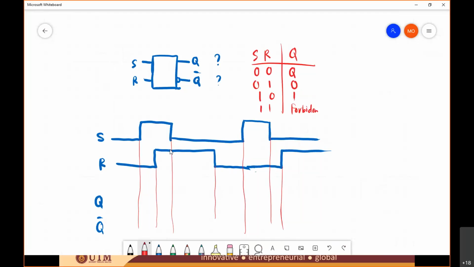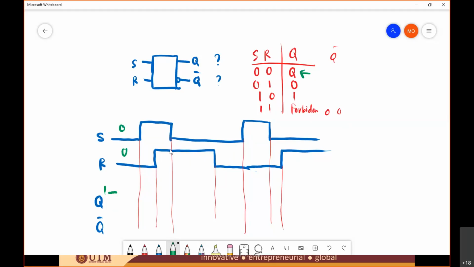Okay, the output here will be 00, always 00. Okay, untuk Q and Q bar, supposedly Q and Q bar must complement each other lah. So let's, this one here, your initial Q starting from 1. Since this is 00, apa yang berlaku? 00, no change of your Q.